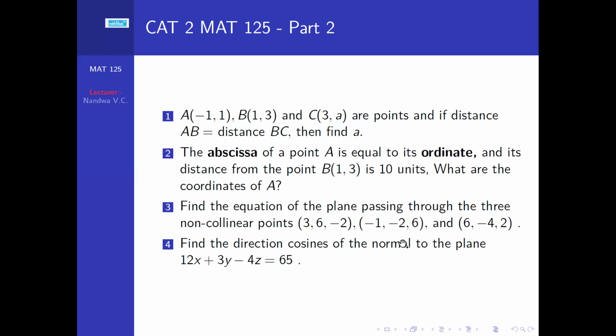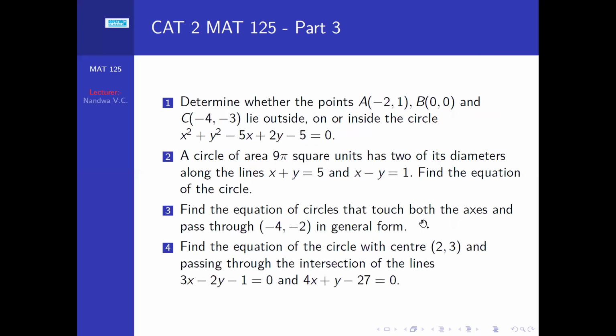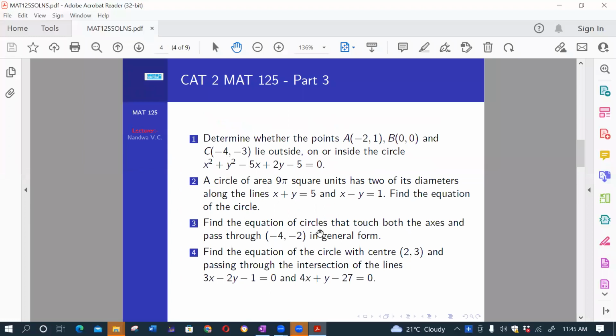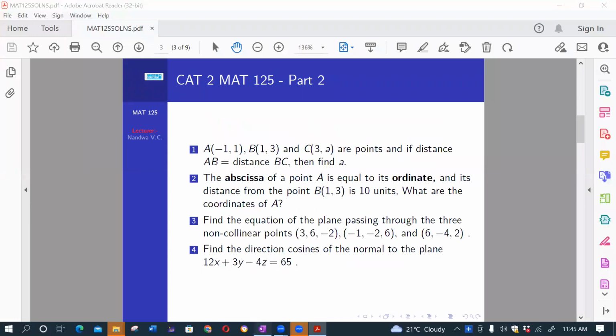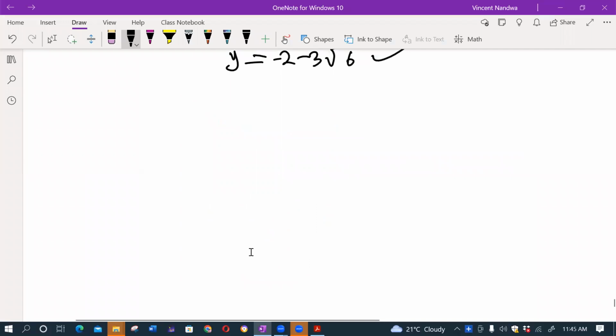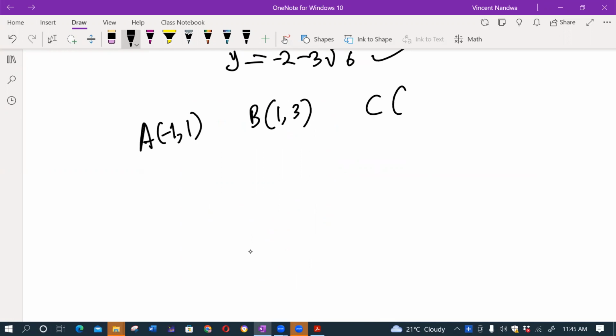So let's solve this set of problems. So there are 3 points. A, we have 1, 1. B, we have 3, 1. C, we have 3, A. And then I've been told that distance AB is the same as distance BC.